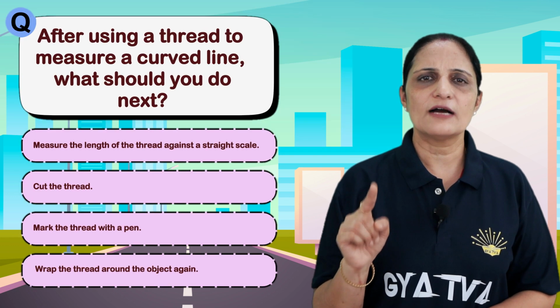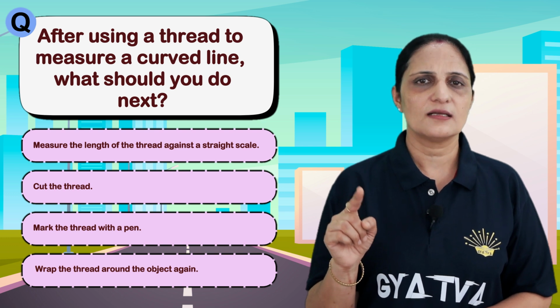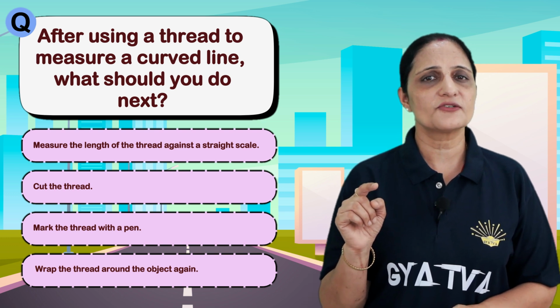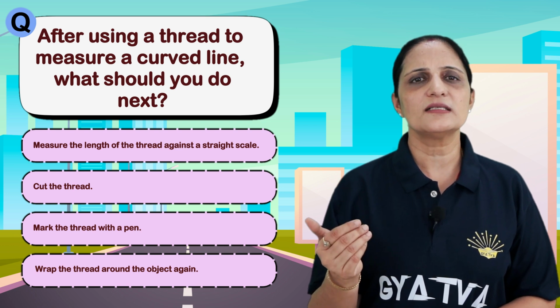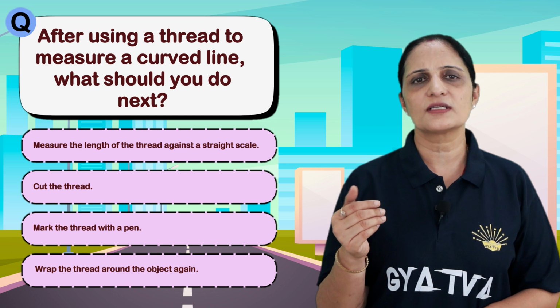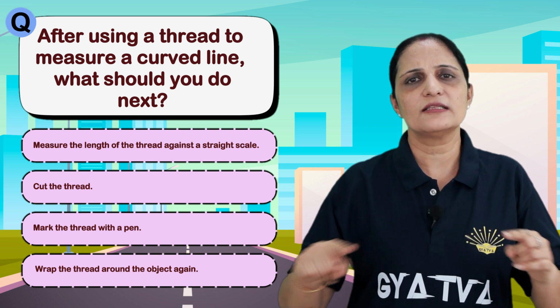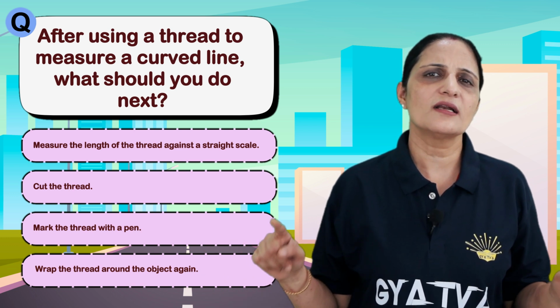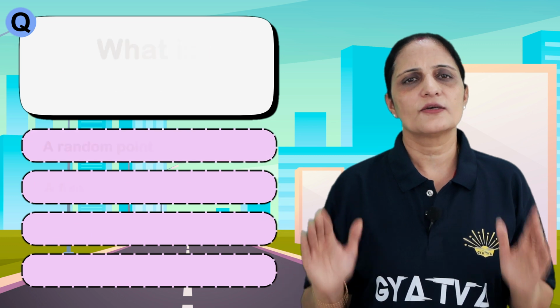Question number 12. After using a thread to measure a curved line, what should you do next? Measure the length of the thread against a straight scale, or cut the thread, mark the thread with a pen, or wrap the thread around the object again. So what should you do? After using a thread, you have to measure the length of the thread against a straight scale so as to get the correct measurement.